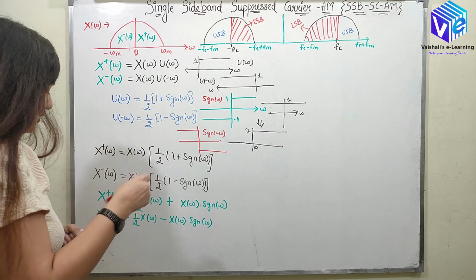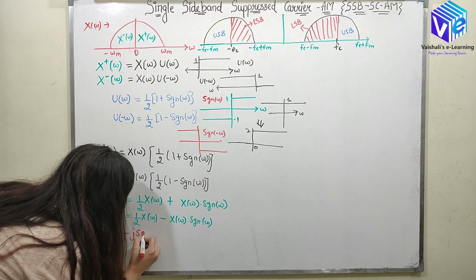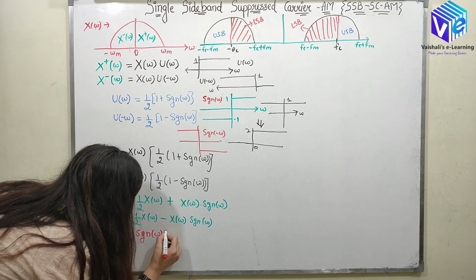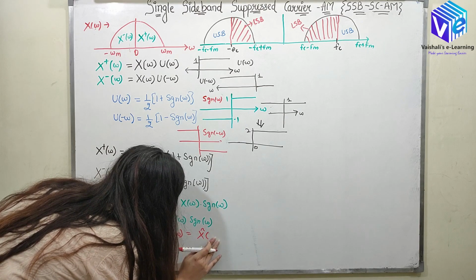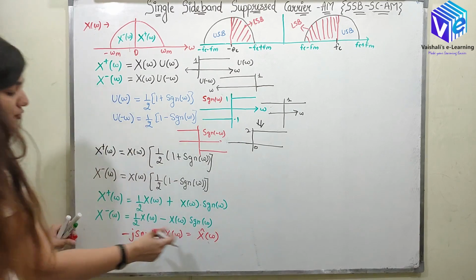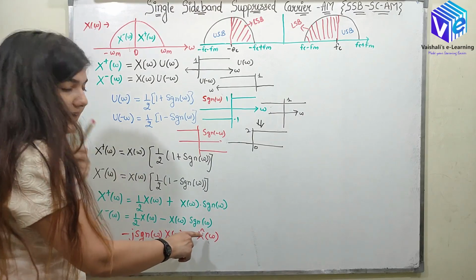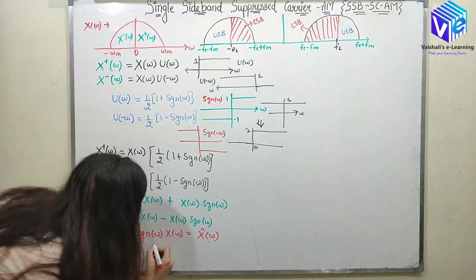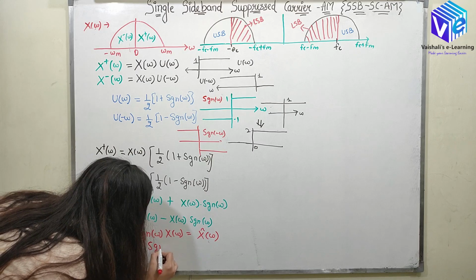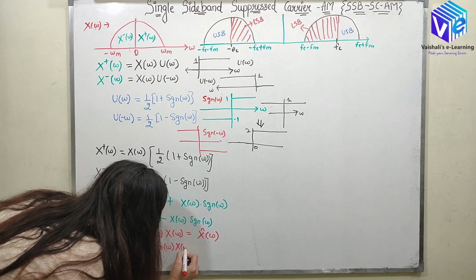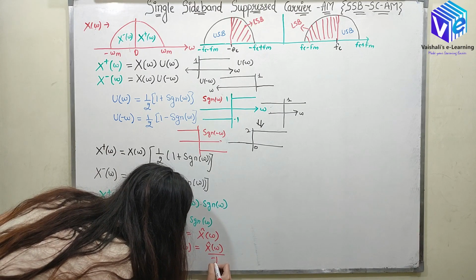Now I know the Hilbert transform formula. If I multiply minus j signum of omega with X of omega, I'll get the Hilbert transform in the frequency domain. So if I multiply minus j signum of omega with X of omega, I'll get X cap of omega. If I am dividing by minus j on both sides, I am left with signum of omega X of omega, which is equal to X cap of omega divided by minus j.